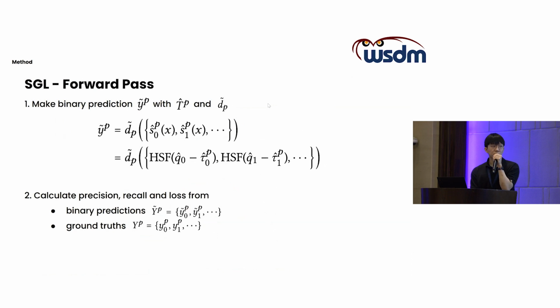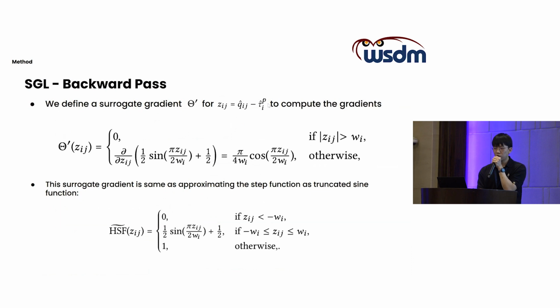The forward pass consists of two steps. First, we make binary prediction by applying Heaviside step function and decision function. Second, we calculate precision, recall, and loss from the binary predictions and the ground truths. In the backward pass, a surrogate gradient theta is defined to compute the gradients. Using this surrogate gradient is same as approximating the step function as truncated sine function.